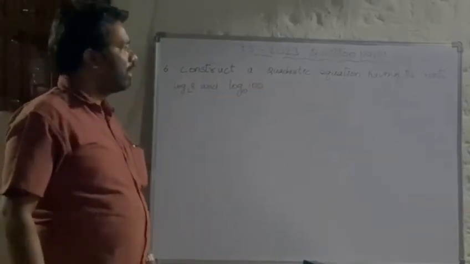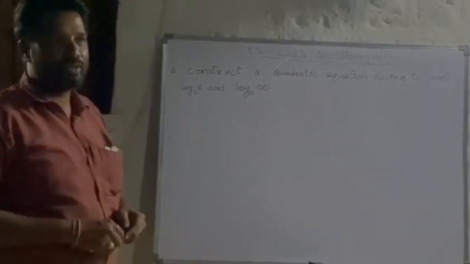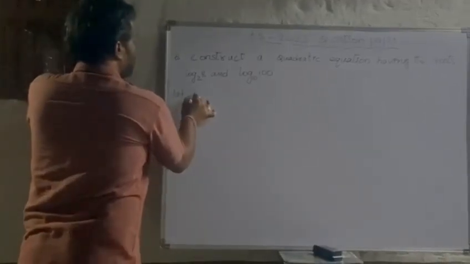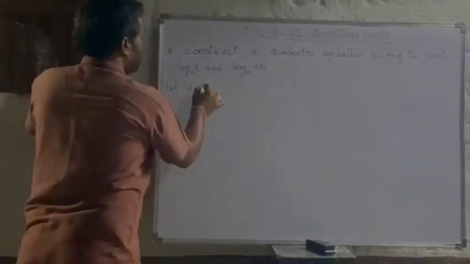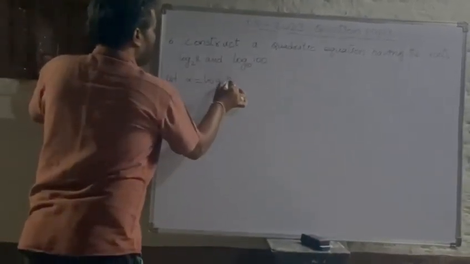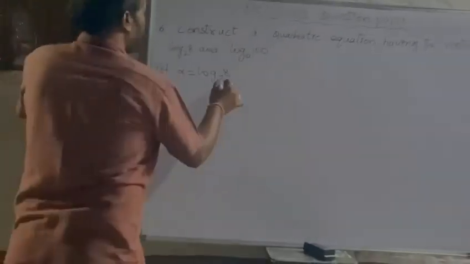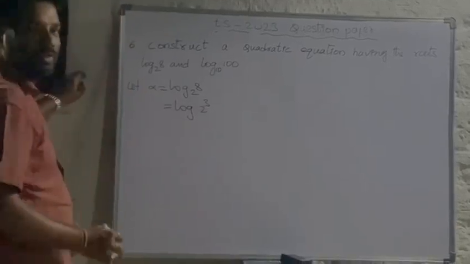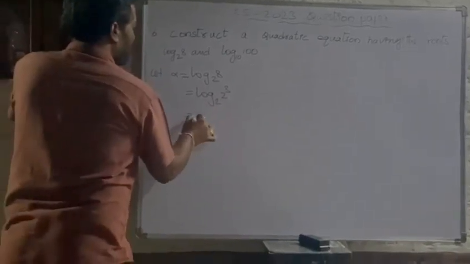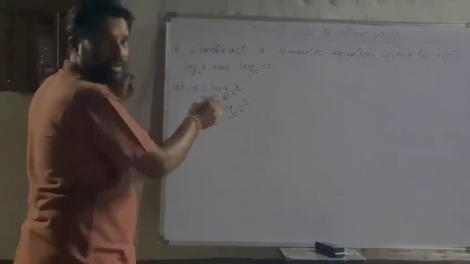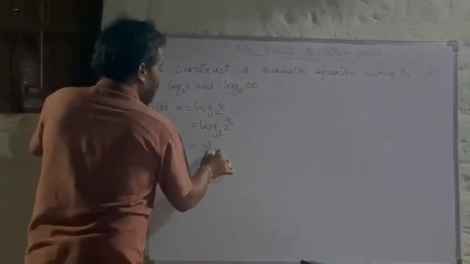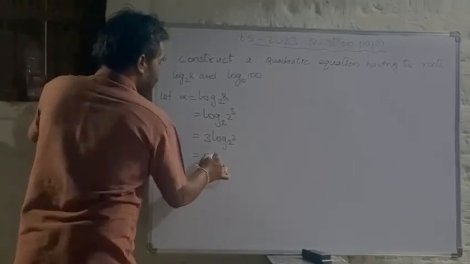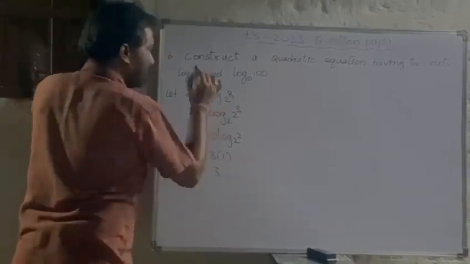Form the quadratic equation having the roots log 8 base 2 and log 100 base 10. Let alpha is equal to log 8 base 2. This is equal to log of 2 cube base 2. It can be written using log a power m is equal to m log a, so 3 into log 2 base 2. That is equal to 3 into 1, which is 3.